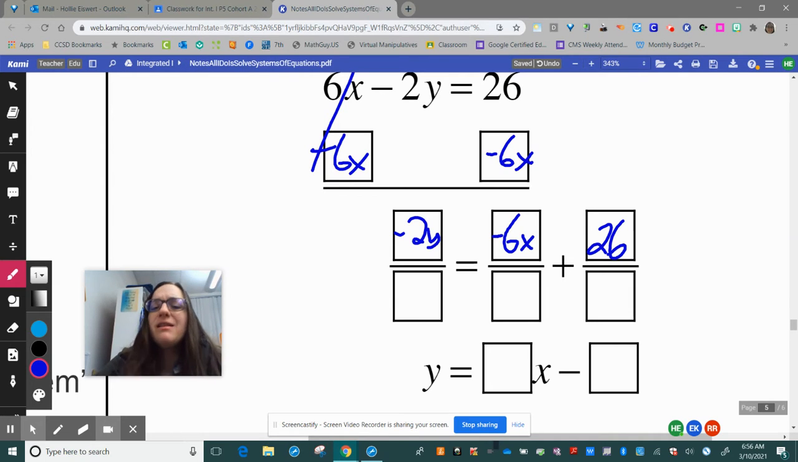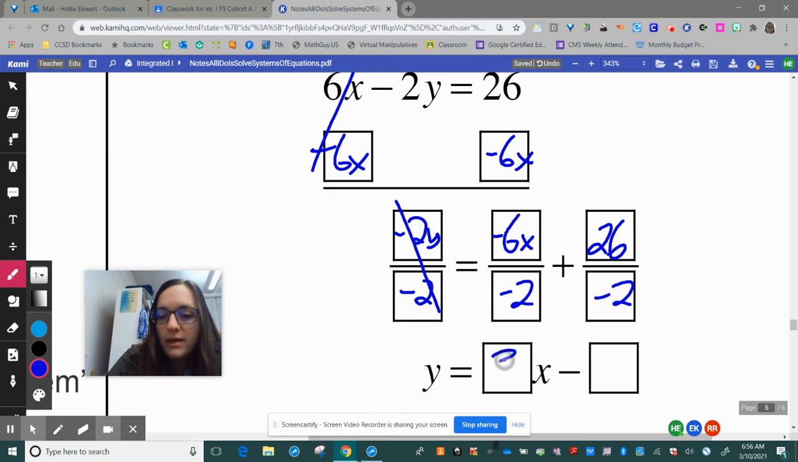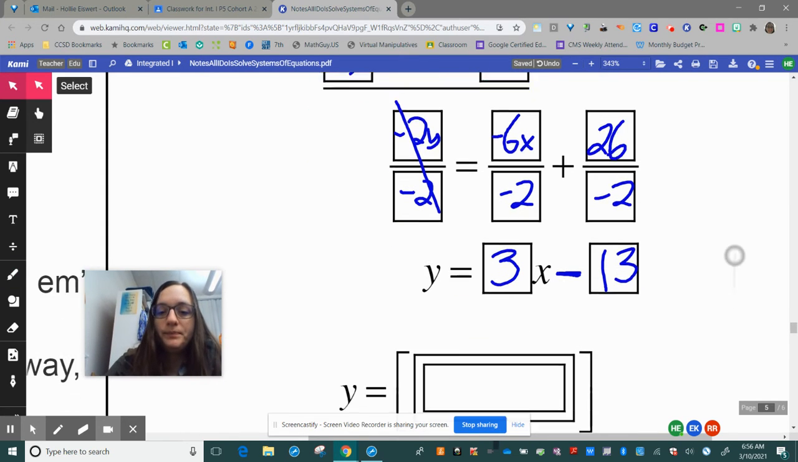To get rid of that negative 2, we divide both sides by negative 2. Notice here's where they split it, so you can see each term is divided by negative 2. I like to just put it together, but the boxes are there, so we'll write it. Negative 2 divided by negative 2 is 1y. Done. Negative 6 divided by negative 2 is a positive 3. And 26 divided by negative 2 is a negative 13. Step 1 is complete.